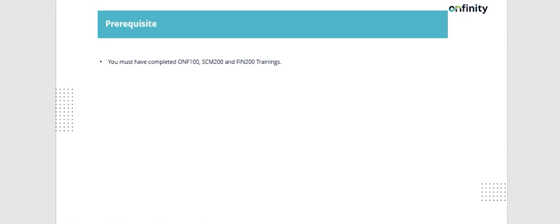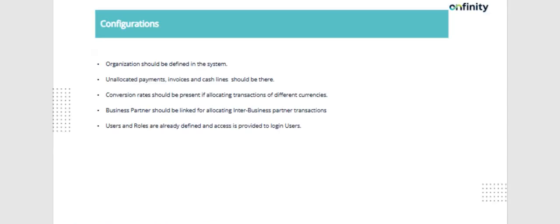To use this form effectively, the user should have completed the Onfinity 100, SEM 200, and Financial 200 trainings. This ensures they understand the required configurations and can use the form without interruption. The following configurations should be available in the system. Organization setup. The organization in which you want to create the allocation document must be present in the system.